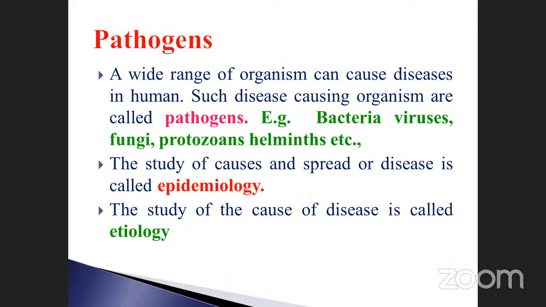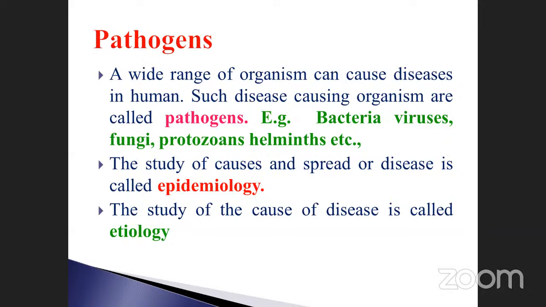And what are pathogens? A pathogen is nothing but a disease-producing, otherwise called harmful, component, whatever it may be. Suppose it is a microorganism, take an example: bacteria, virus, fungi, protozoa, helminths. These all produce diseases. A pathogen is nothing but a disease-causing organism, not only for human beings but also for plants as well as animals. Such types of organisms are called pathogens. A wide range of organisms can cause diseases in humans, and you have to take plants also. Such disease-causing organisms are called pathogens. Examples, what are they?